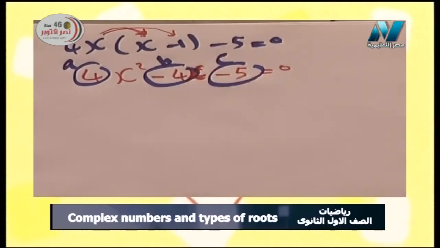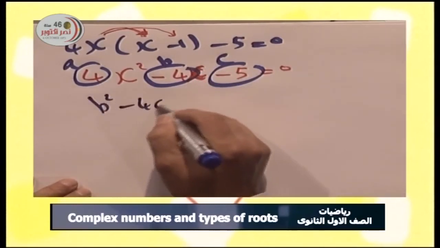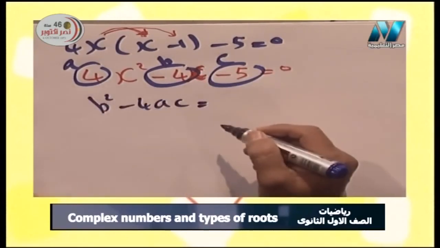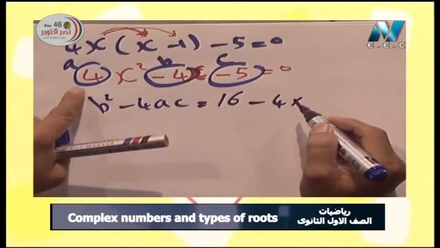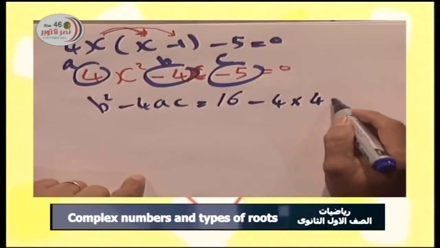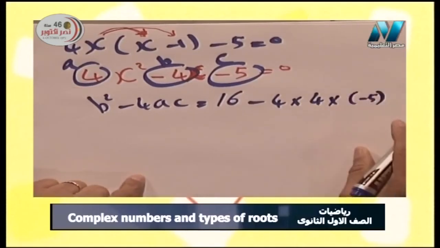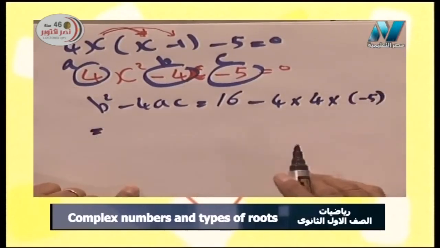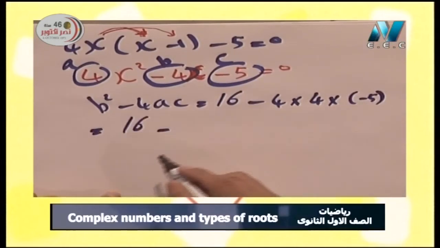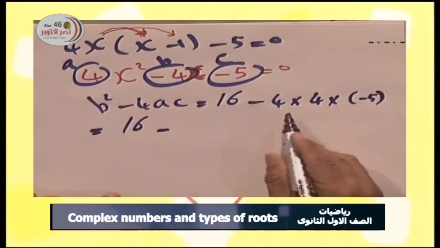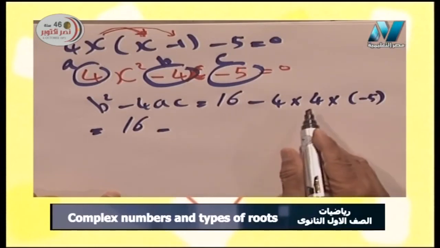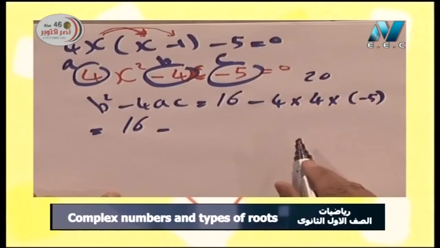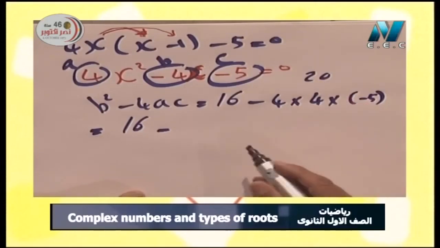And we try to find the discriminant. b² − 4ac equals what? b² here means 16, minus 4 multiplied by a, which is 4, multiplied by c, which is negative 5, and we will have the answer here. We have 16 minus, negative 4 times negative 5 equals 20. 20 times 4, try to calculate mentally. 4 times 20 equals 80.